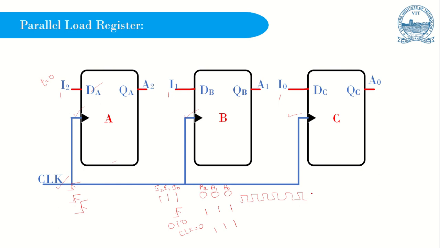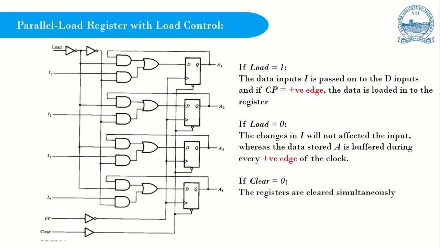In any system, your master clock will produce a clock pulse continuously, starting from time t equal to 0 to infinity. If that is the case, any change in the input will be reflected in the output during the next positive edge after the change of input. Okay, so to avoid this, we need some circuitry to retain the data. So this is a circuit of a parallel load register with load control.